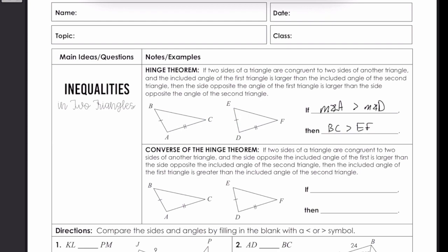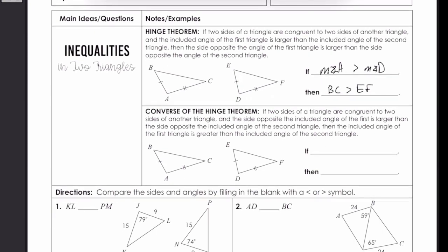And the converse of that is to go in the opposite direction. If you have two triangles that have congruent sides, and the side opposite of the included angle is larger on one than the side opposite of the congruent angle on the other, in other words, if the measure of BC is greater than the measure of EF in the triangles related, then you know that the measure of angle A will be greater than the measure of angle D.